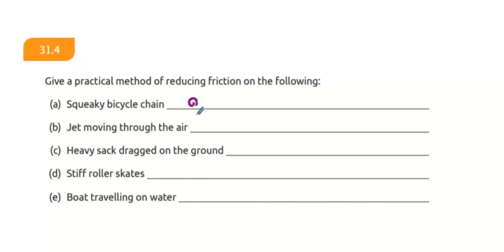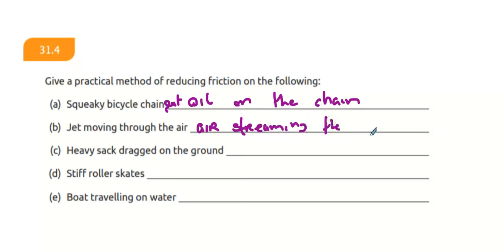Now, give a practical method for reducing friction on the following. Squeaky bicycle chain, you can just put oil on it. Okay? Put oil on the chain. Jet moving through air. Reducing friction, you need to do air streaming or aerodynamics. Air streaming the design of the plane.